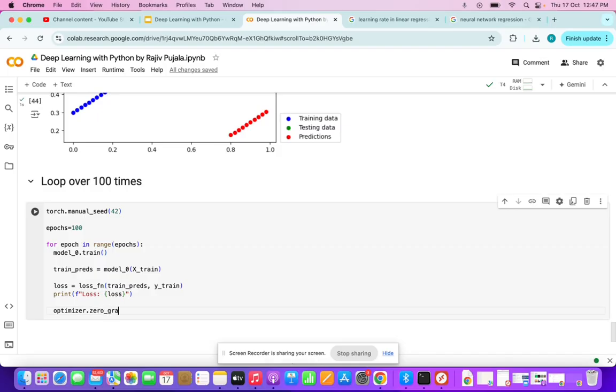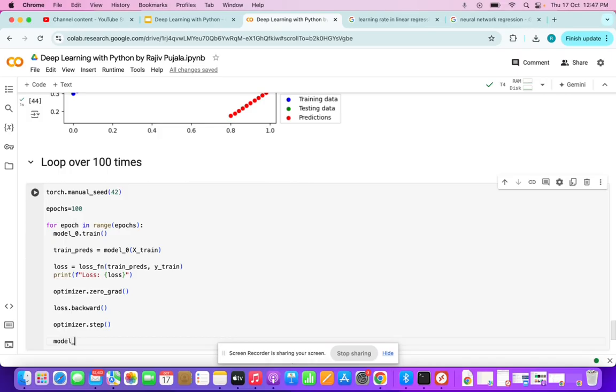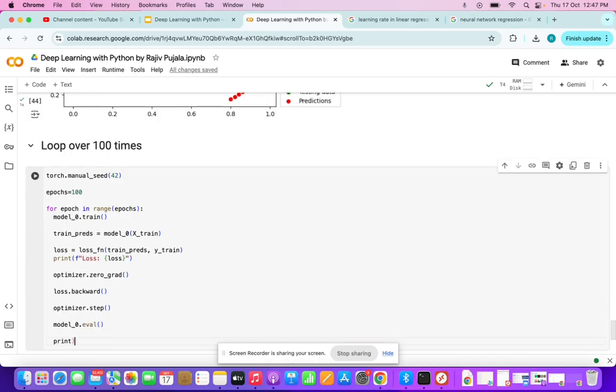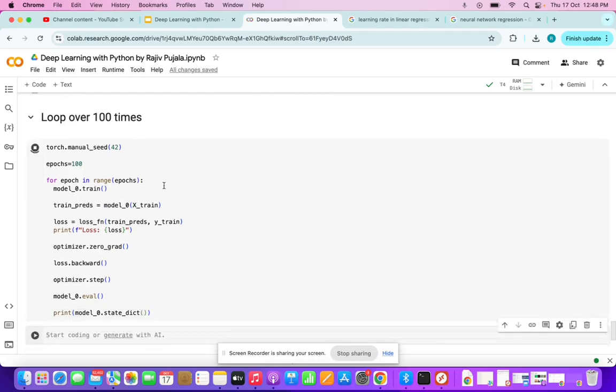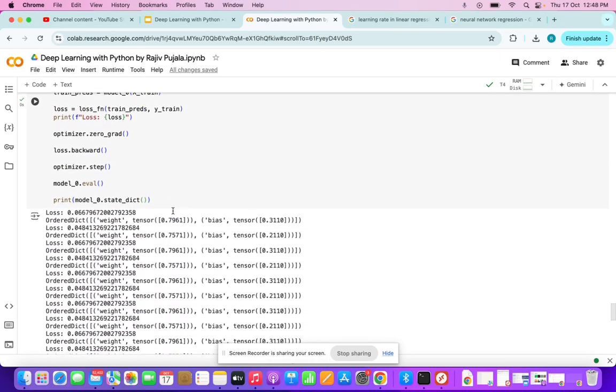I don't want any grads to be here right now. And now loss dot backward to calculate the loss in the backward. And then optimizer dot step. Everything is completed. Evaluation is the testing phase. Let's print model 0 dot state dict, which gives the weight and bias values.